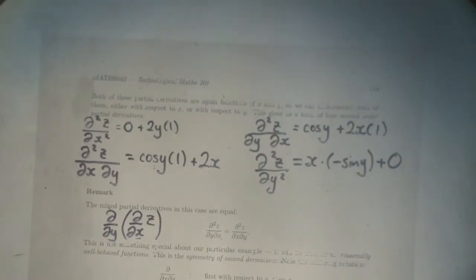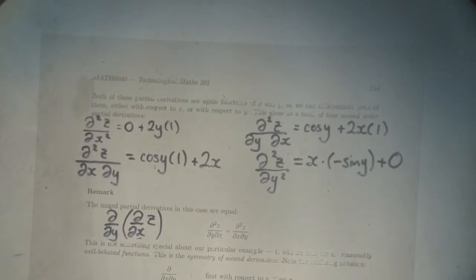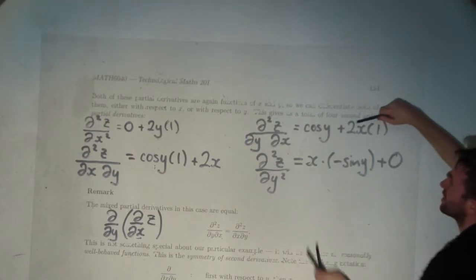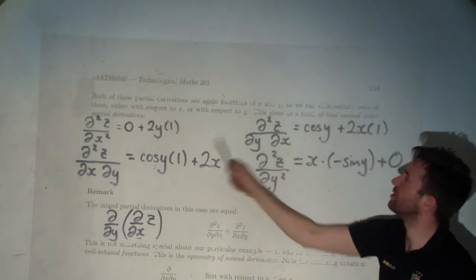Now the joke is, if that confuses you, does it matter? Can you notice anything about the second derivatives? They're the same, really. These are the same. 2x by 1 is 2x, cos y by 1 is cos y.